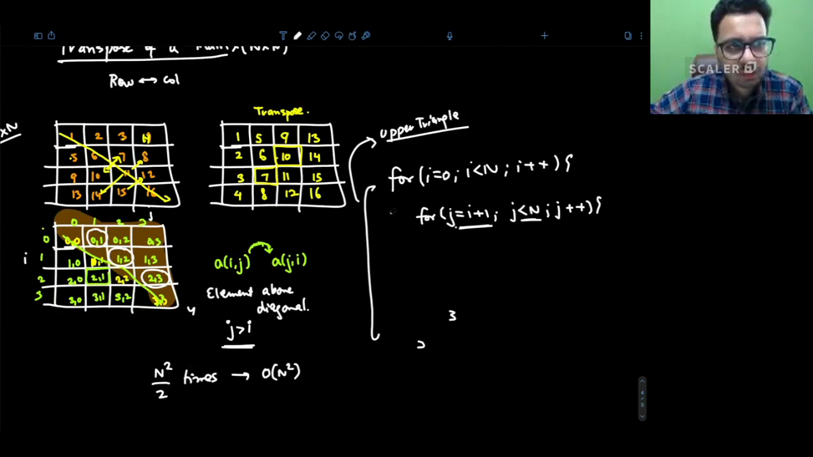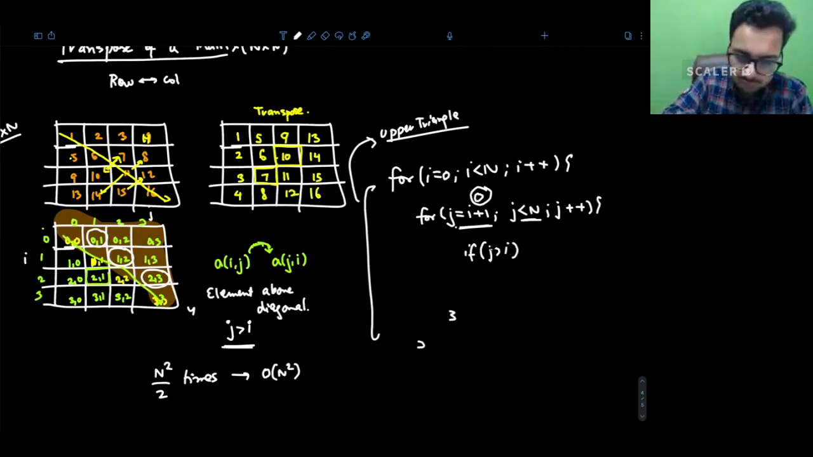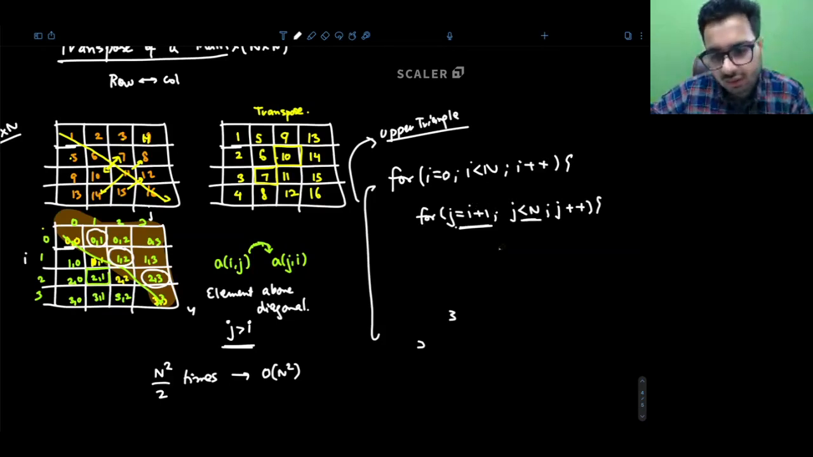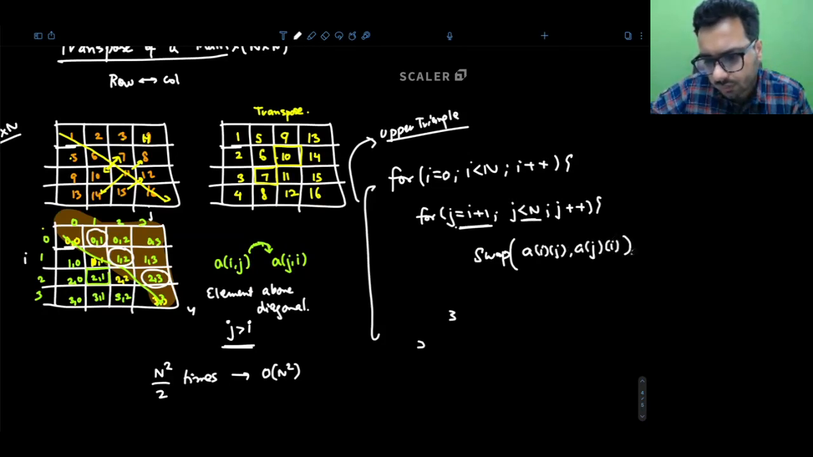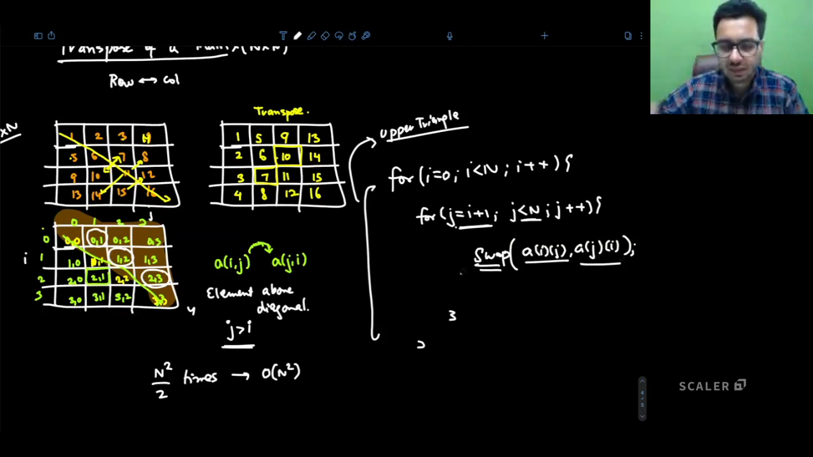Can we start both the loops from 0? Yes, you can. You can say j will start from 0, and then you put something like if j greater than i, then I will do the swapping. That is also okay. Right now, I'm not using any if condition because I know j is greater than i. So I can simply swap, which is a function that exchanges the values of a[i][j] and a[j][i]. I've written some code that swaps a[i][j] with a[j][i]. So this will give me the transpose of the array.